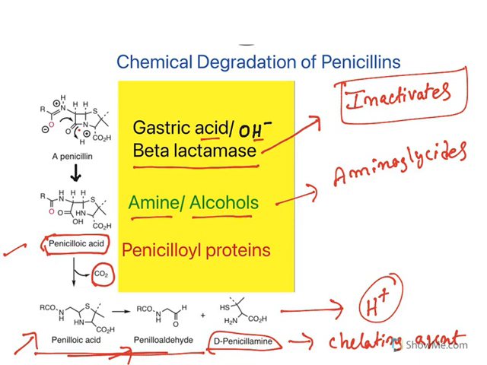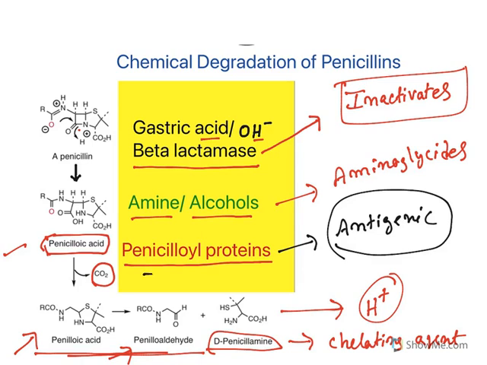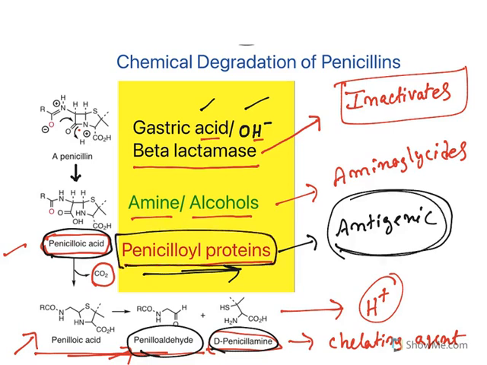Now one more thing, this penicilloic acid may combine with proteins and become penicilloyl proteins. These penicilloyl proteins may be antigenic in nature. One of the major adverse effects of penicillin is hypersensitivity. That hypersensitivity is because of antigenic penicilloyl protein formation. So these are all the important things in chemical degradation. In the presence of acid or base or beta-lactamase, the ring is opened to give penicilloic acid. In the presence of acid, the major products are penilloaldehyde and penicillamine. Now, when this penicilloic acid combines with proteins, it forms penicilloyl proteins which may be antigenic in nature, and that is what causes hypersensitivity.